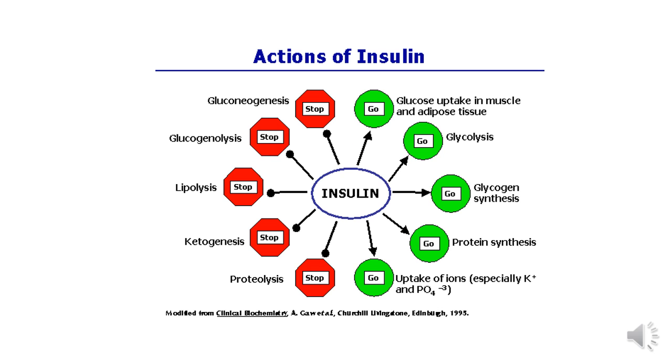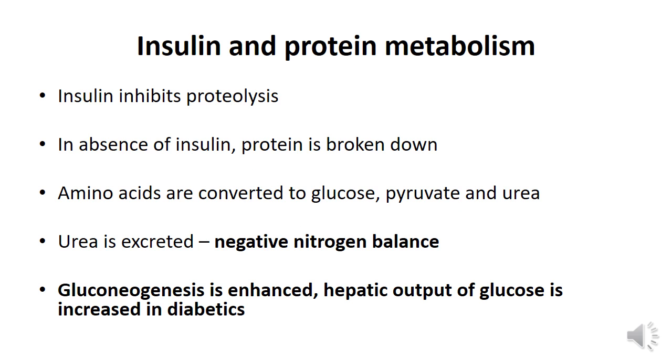Insulin enhances protein synthesis. Insulin interferes with proteolysis, the breakdown of muscle proteins. So in the absence of insulin's action, the muscle proteins are broken down into amino acids. These amino acids are funneled into the liver, where they are converted into glucose, pyruvate, and urea. The urea is excreted, giving rise to a negative nitrogen balance.